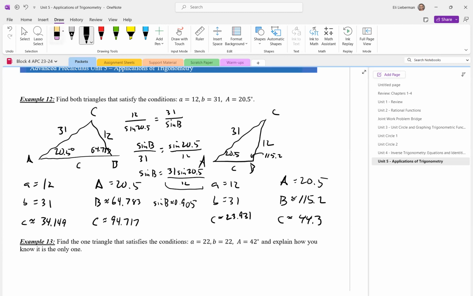23.931, is that right? Yes, there. Okay. If you want to solve for angle B in the second triangle, how is it?